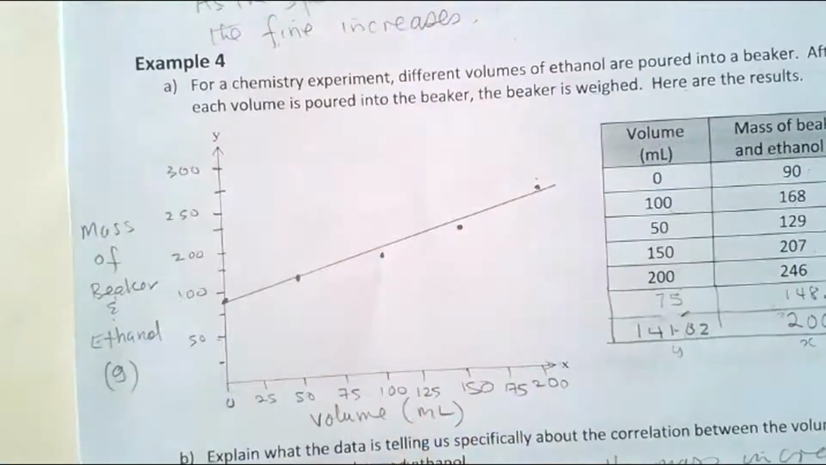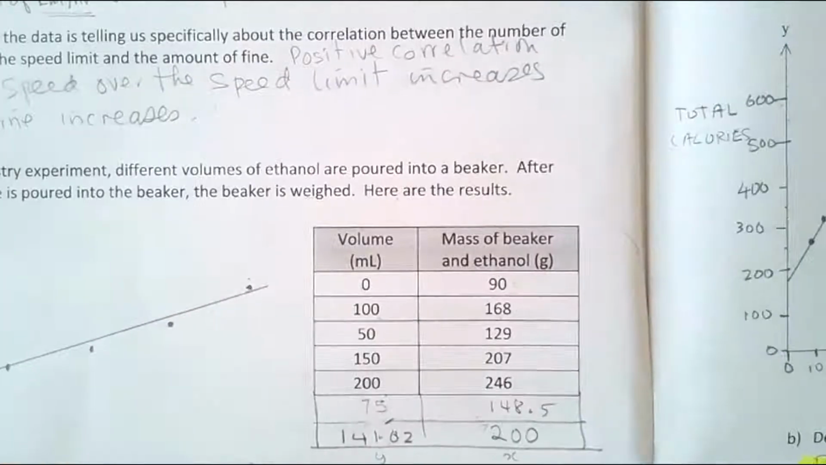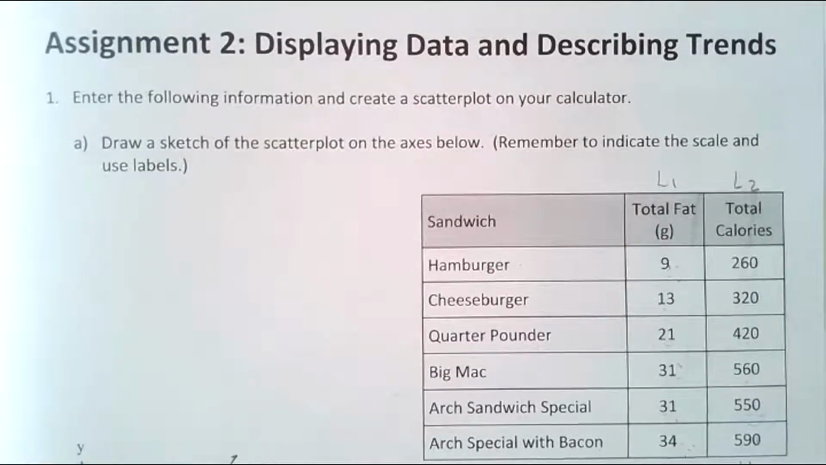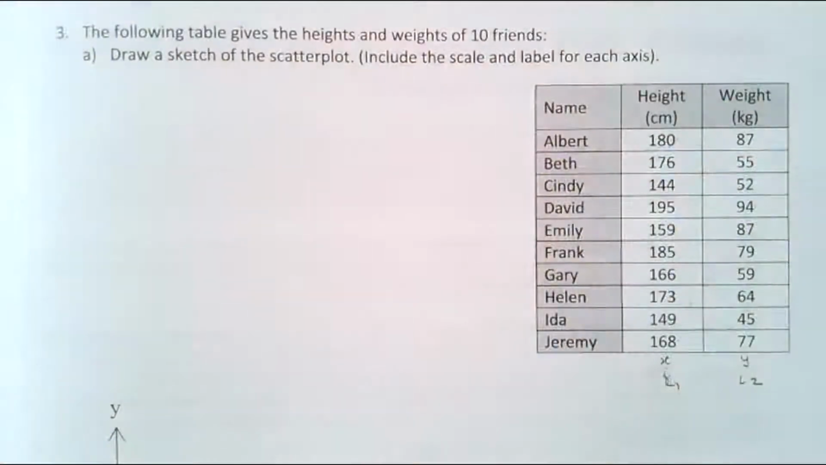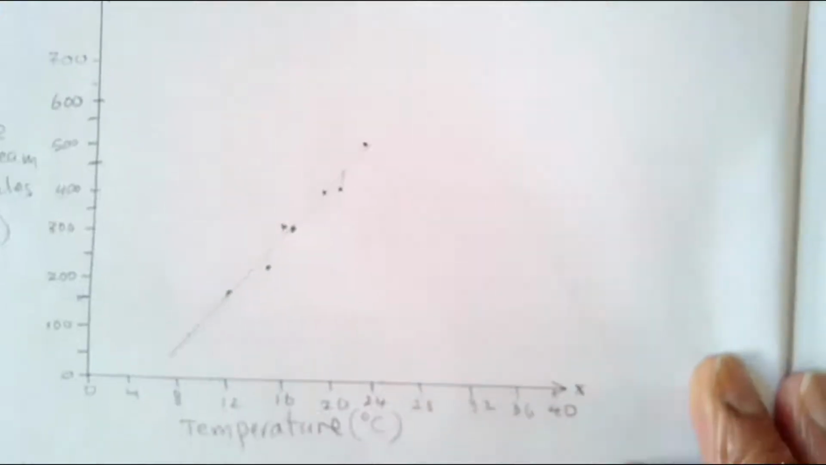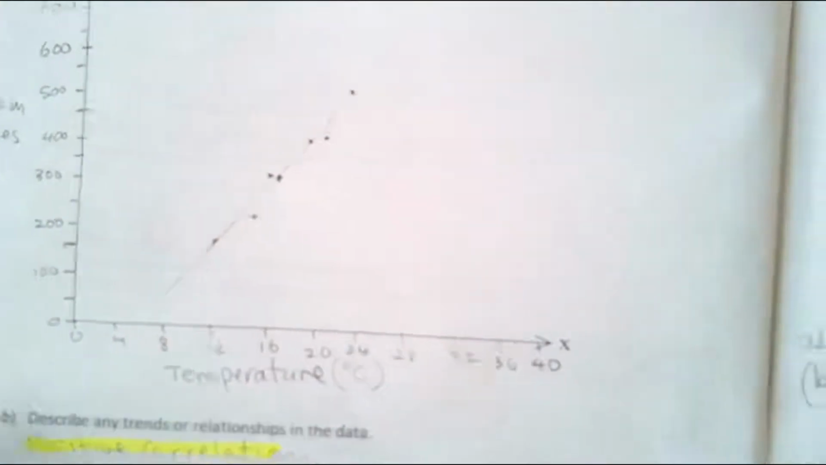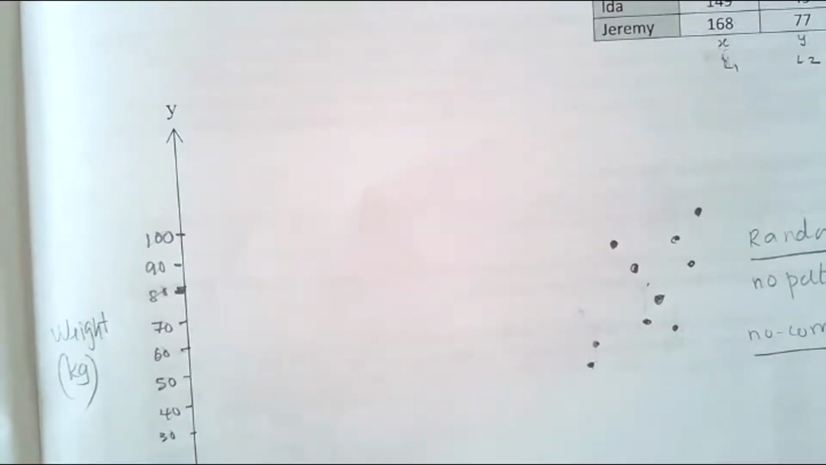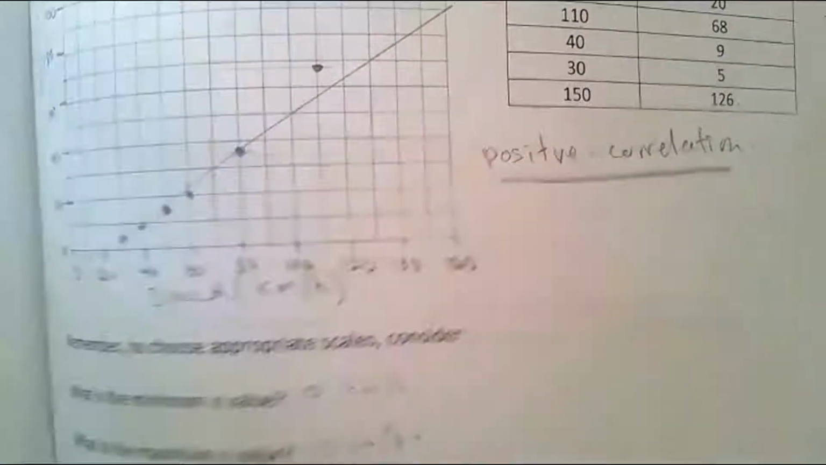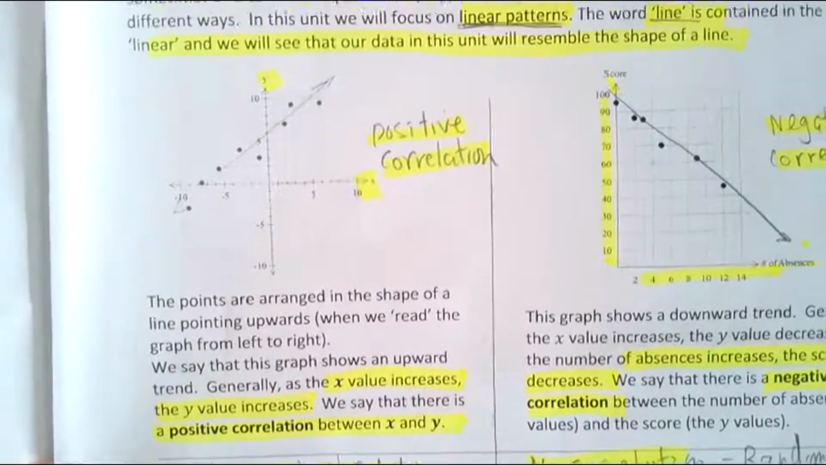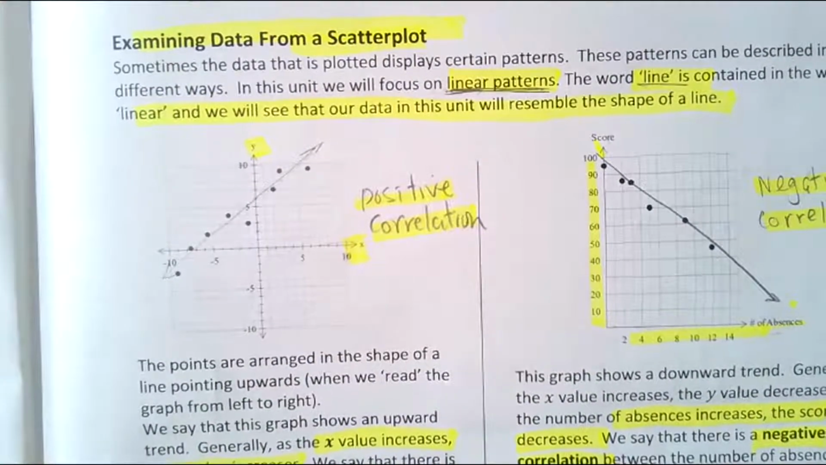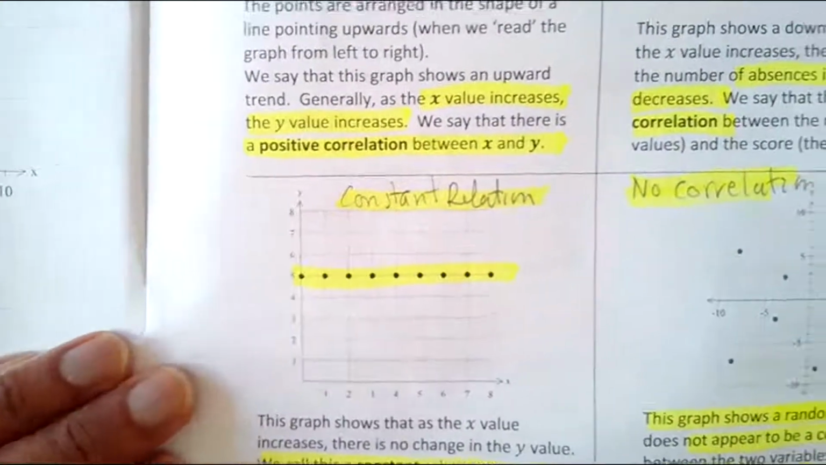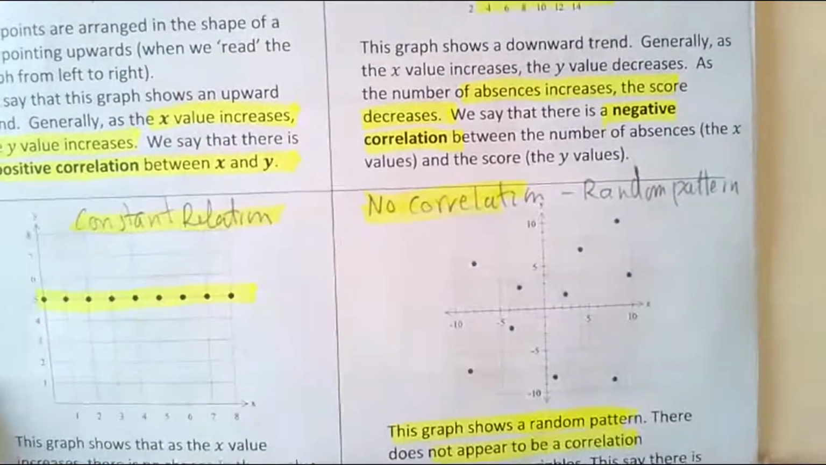Okay. So that concludes assignment 2. We're plotting points on the graph, finding the line of best fit, and describing it as a positive correlation, negative correlation, or no correlation. So we can have a scatter plot. We have positive correlation, negative correlation, constant correlation, or no correlation. These are the 4 possibilities.